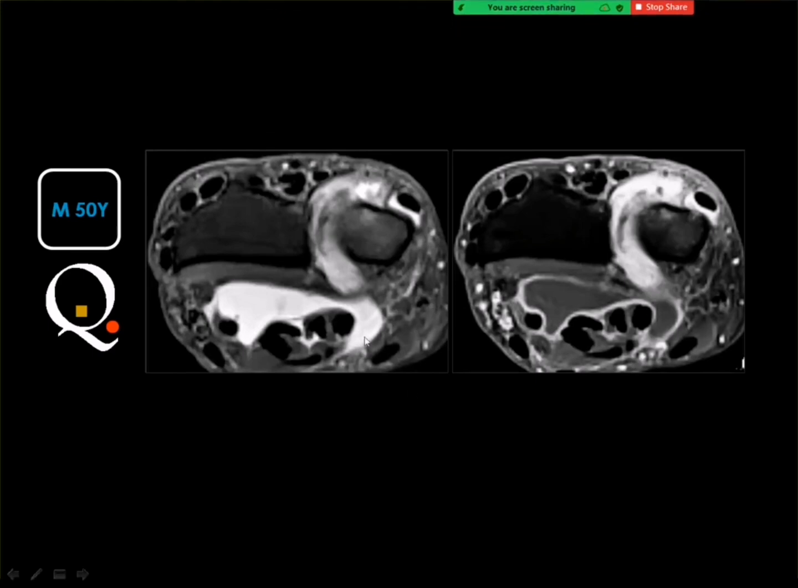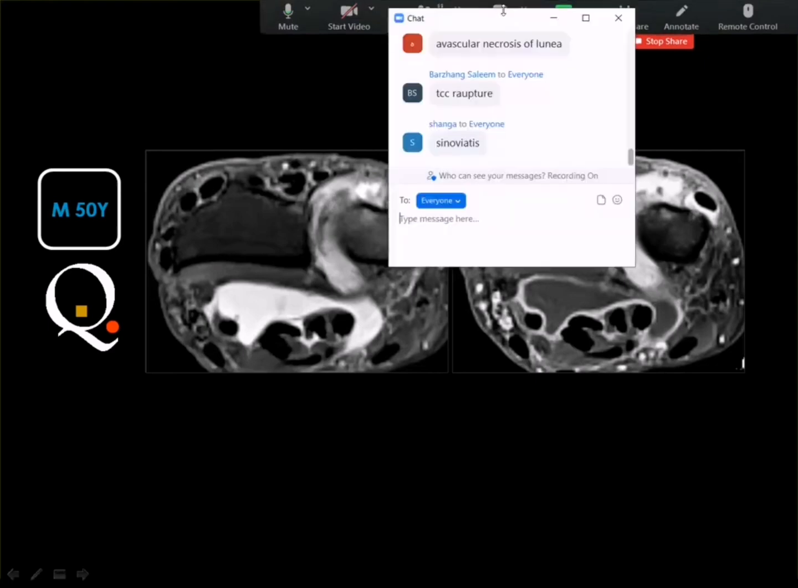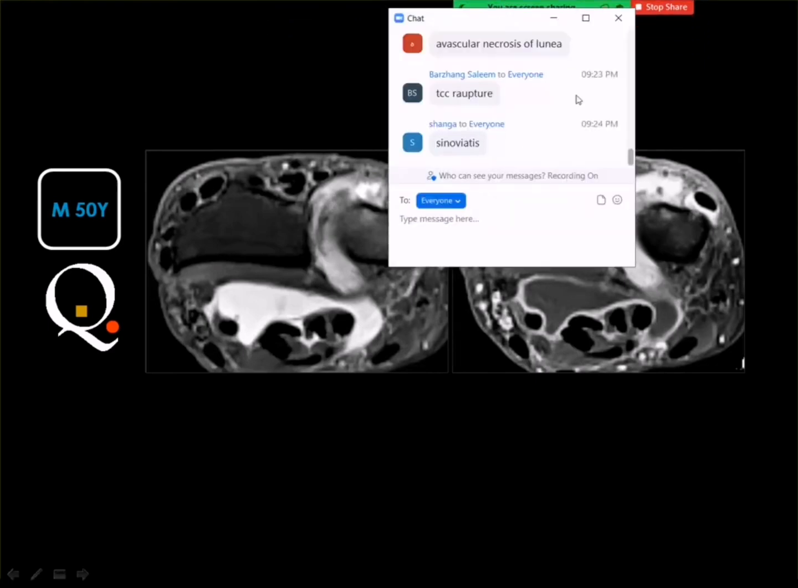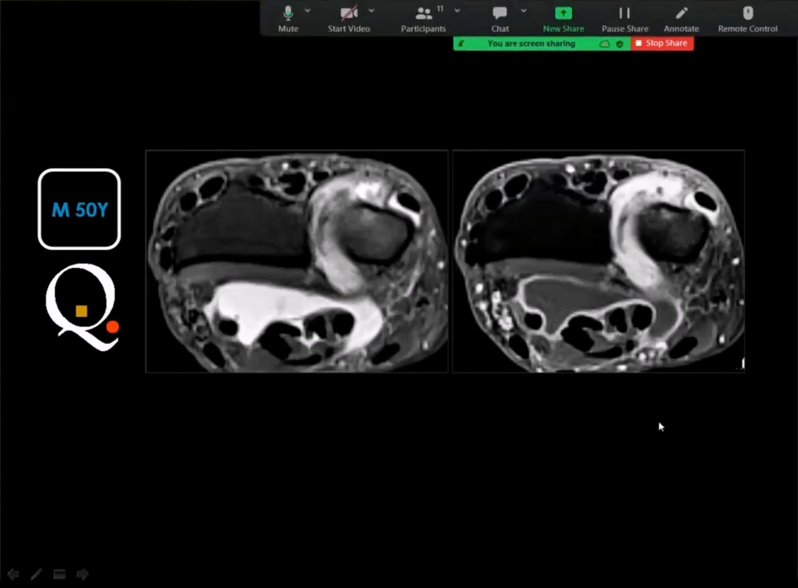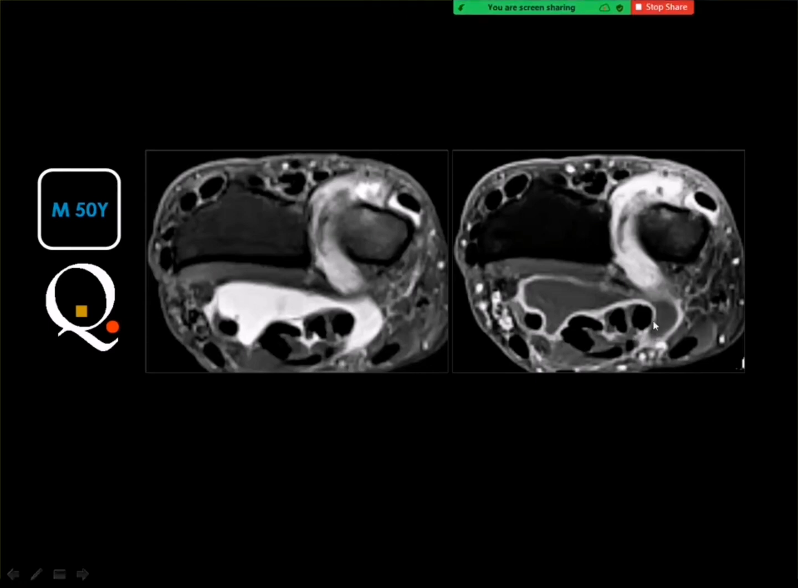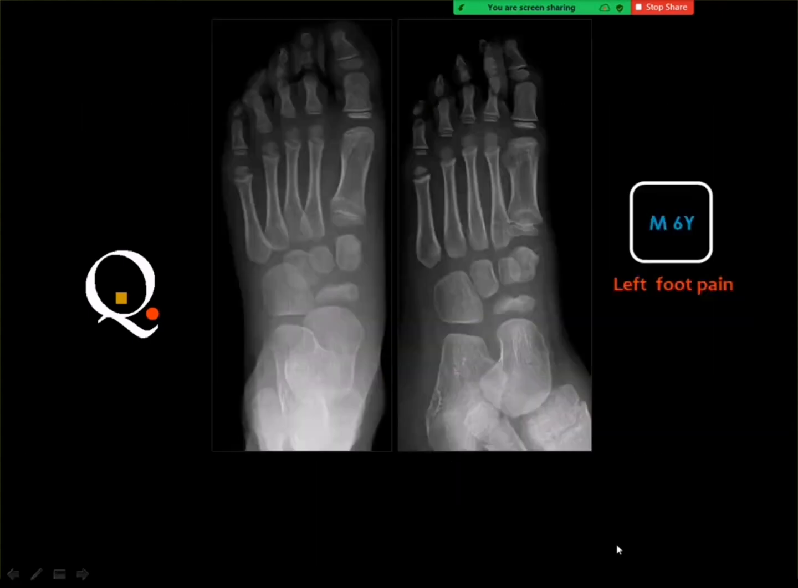Actually, you can see here some fluid signal in the carpal tunnel, as well as in the distal radioulnar joint. Yes, and this is synovitis, and the most common type of synovitis in this area is due to rheumatoid arthritis. There you can easily appreciate the degree of synovial thickening and enhancement, which is diagnostic of synovitis and effusion, commonly seen in cases of rheumatoid arthritis.